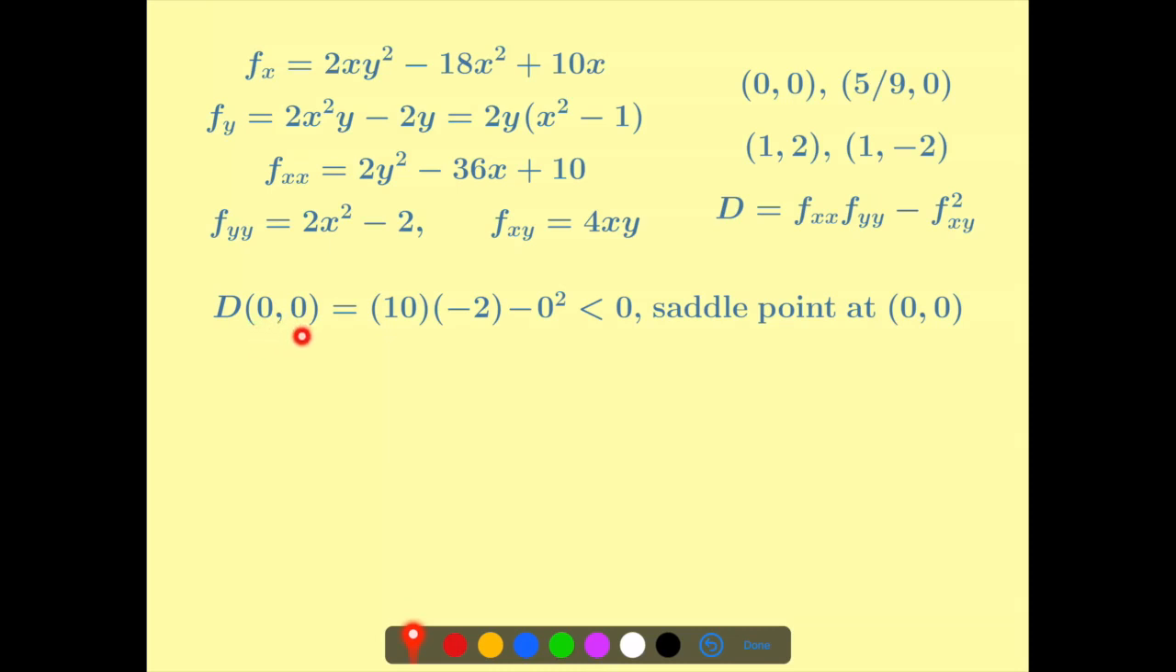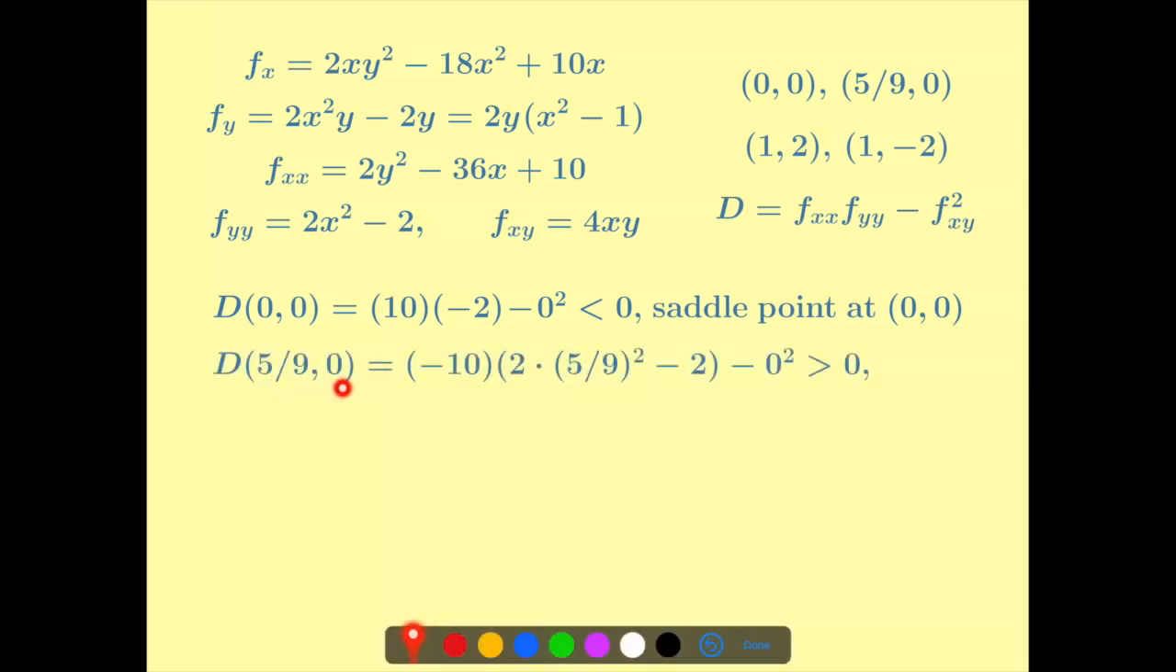So when I plug in 0, 0 into f sub xx, I get 10. That's where this 10 is coming from. I get a minus 2 when I plug it into f sub yy. And then when I plug in 0, 0 here, I'm going to get 0 squared. But of course, that's not even important because we already know it's going to be negative just by looking at this expression here. And so we have D is less than 0. And so there's a saddle point at 0, 0.